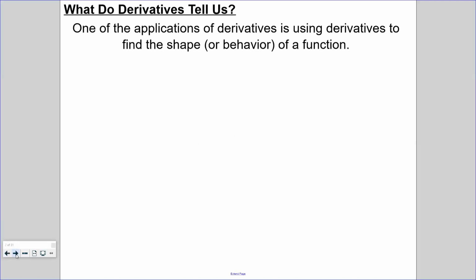So what do derivatives actually tell us? Well, one of the applications of derivatives is using derivatives to find the shape or the behavior of a function. Last class, Friday's class, we talked about finding absolute maxes, absolute mins, local maxes, local mins. Those tell us something about the shape of the graph because they tell us the high points versus the low points. Today, we're going to dive deeper into that to learn more about the behavior, or more specifically, what type of shapes our graphs are going to be in.